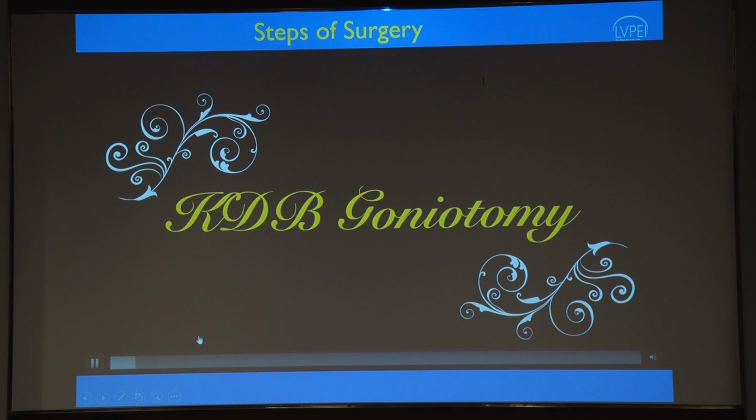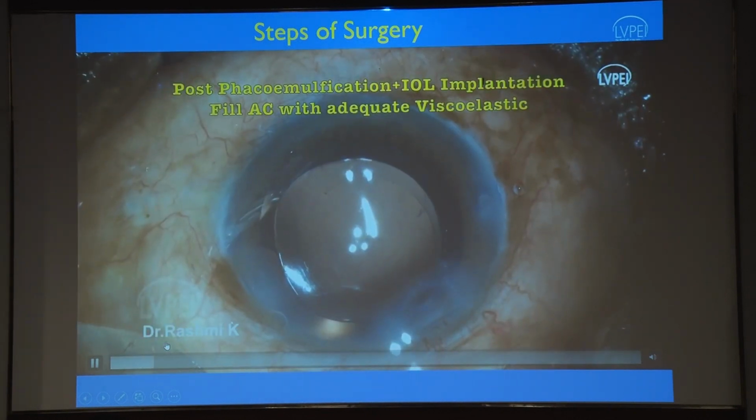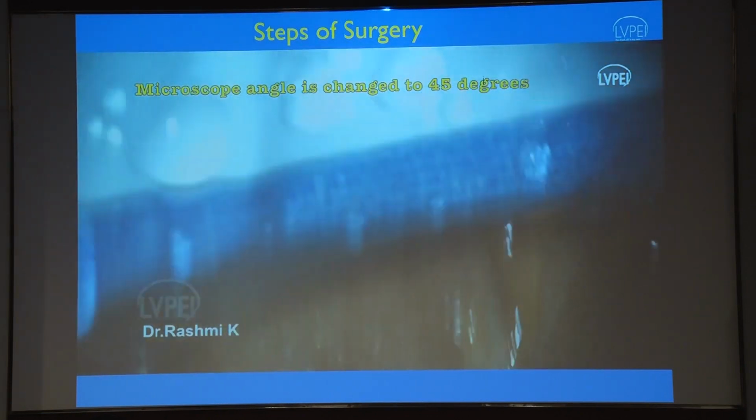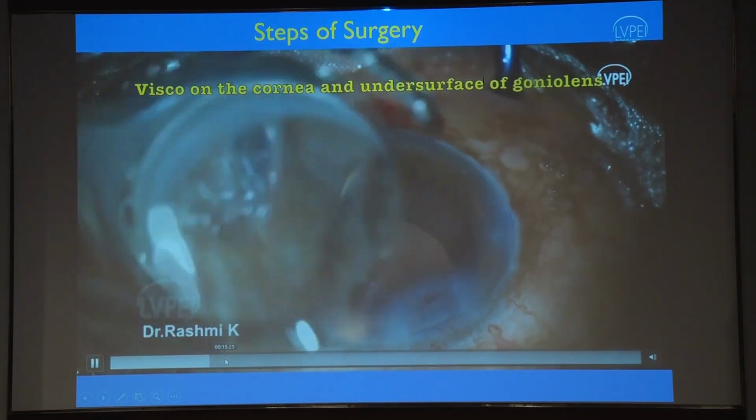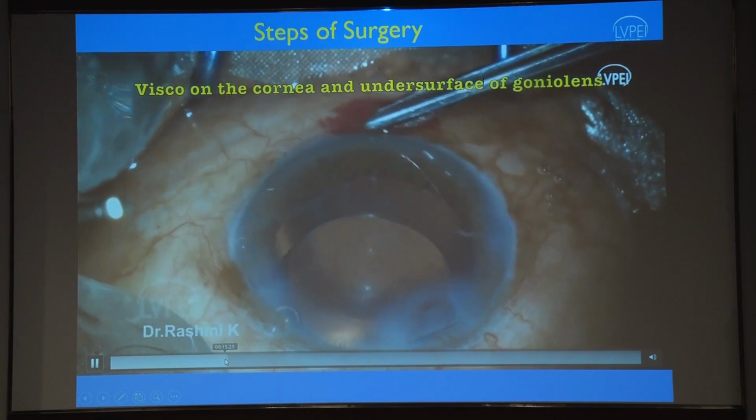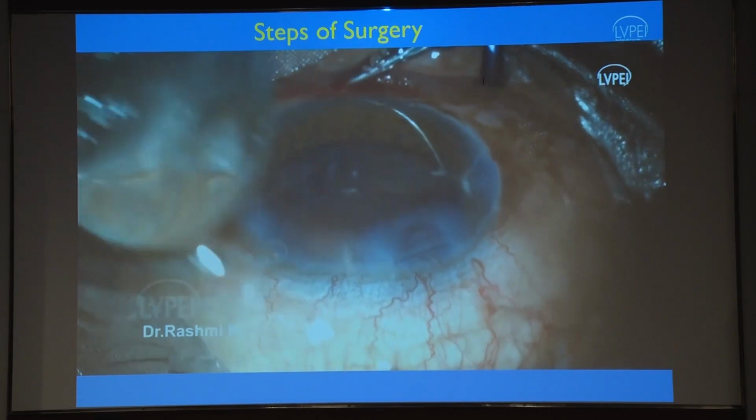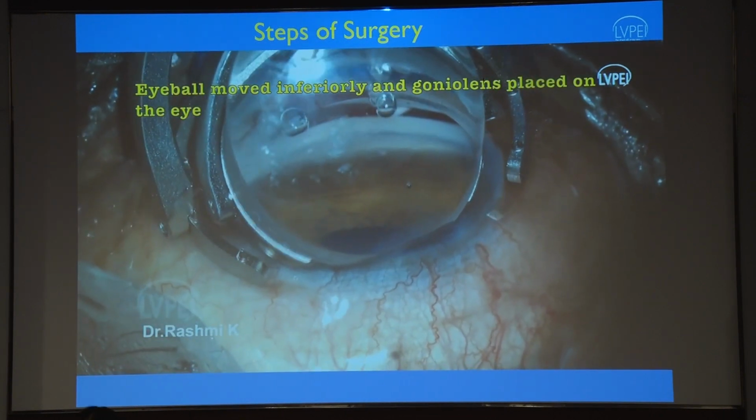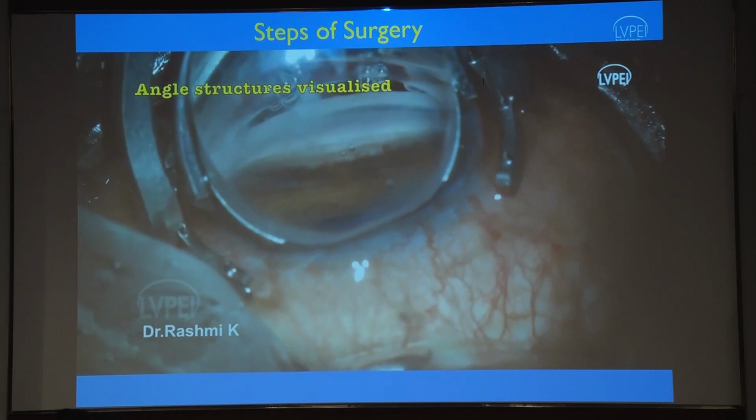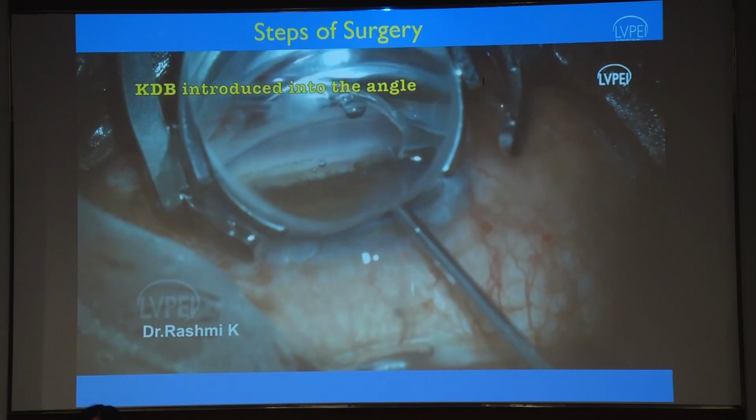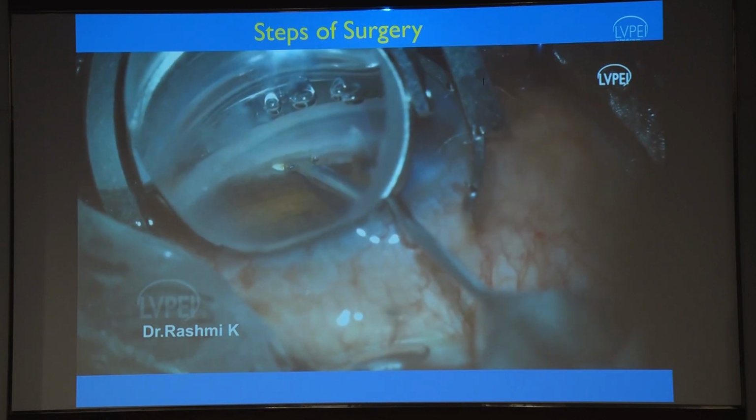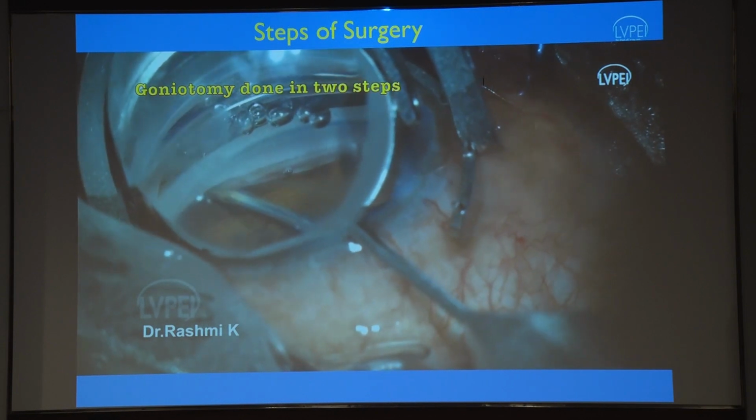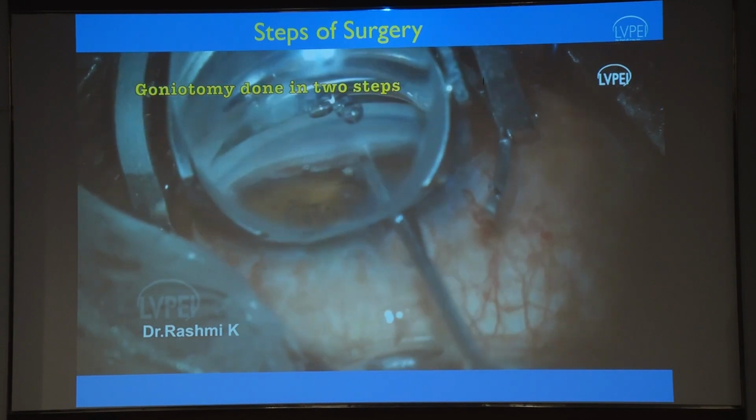So this is a combined phaco-KDB. After doing the cataract surgery, the anterior chamber is filled with adequate viscoelastic, and the microscope adjustment is done. After placing the surgical gonio lens, you get the visualization of the angle. Now with the introduction of the device, there are 3 kinds of techniques that are described. This is the meet and greet technique, which most of us follow.